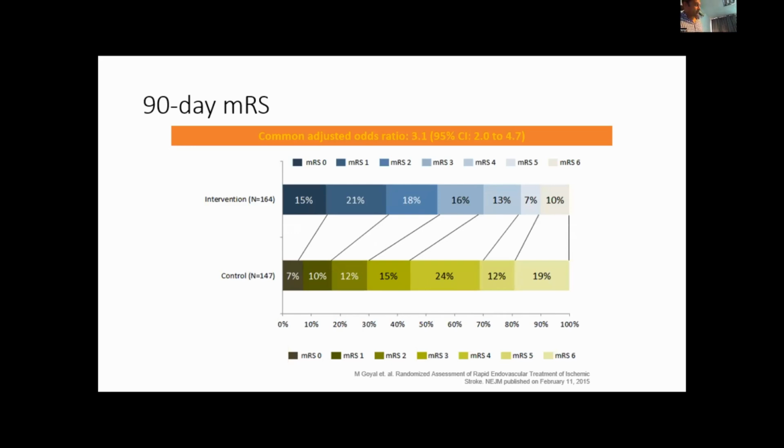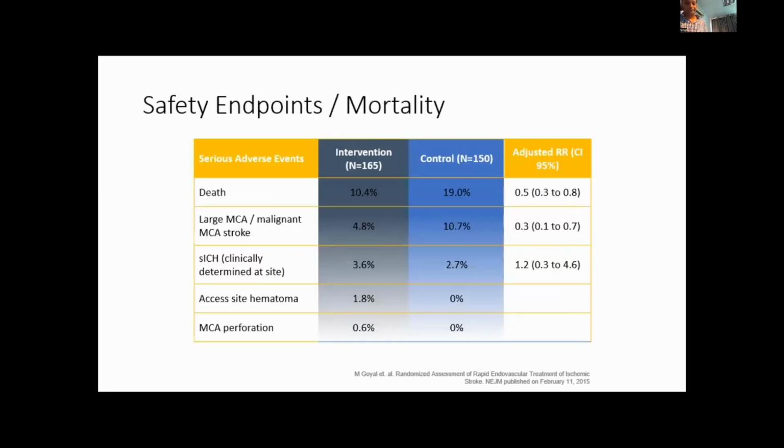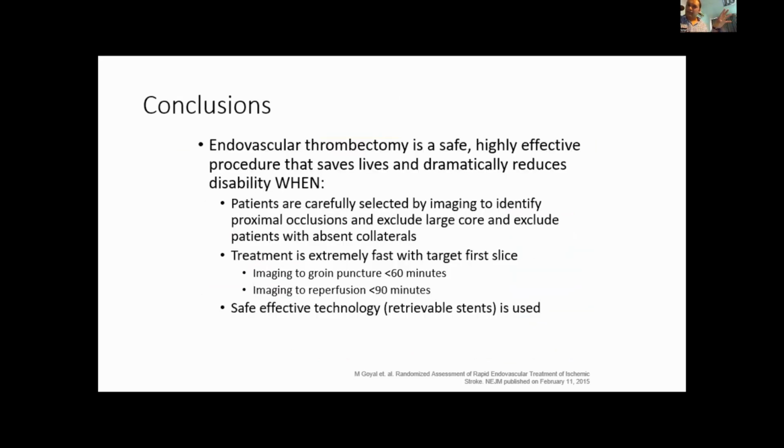But the other thing, of course, to look at is mortality rates were relatively the same. And the critical thing is the safety endpoints were excellent. So MCAs, bleeds, site hematoma was very small. So this is a relatively safe intervention with big outcomes. And so the conclusion of the endovascular thrombectomy stuff was, look, it's highly safe and it has a big event.